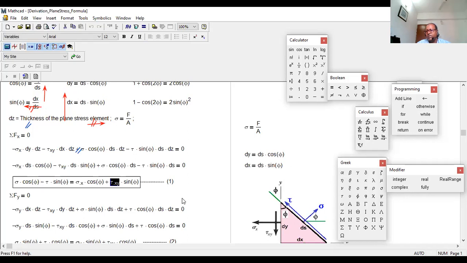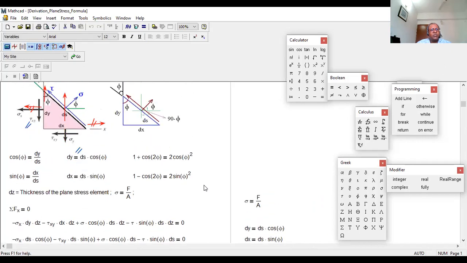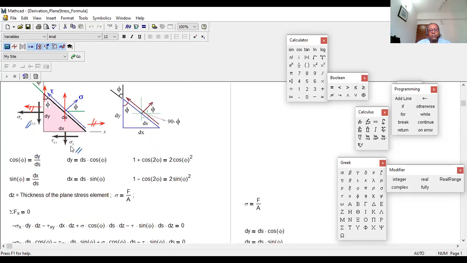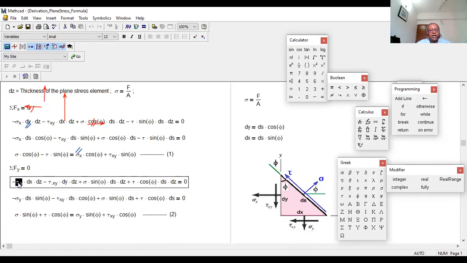So now we need to make a summation of forces along the y direction. Along the y direction, how many forces do we have? We have sigma y. We have tau xy, this component, and the component of tau. So after writing, we get sigma y minus, right over here, dx into dz is the area. Then this tau xy minus this tau xy. We are considering along the y-axis, not this one. So this tau xy minus, dy into dz.